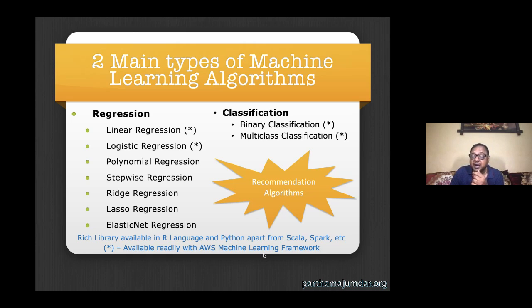Now we discussed recommendation systems. This is another class of algorithms which you will find very frequently, especially in things like Netflix or Amazon. Netflix was the company that actually started this business of recommendation algorithms. Now you can get very rich libraries for creating any of these systems in R, Python, Scala or Spark, or even traditional programming languages like Java.